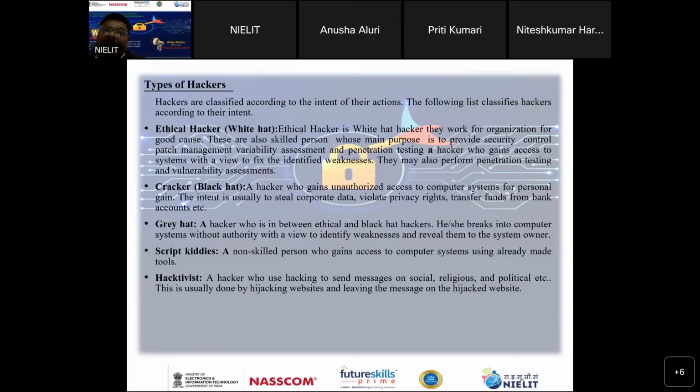A hacktivist uses hacking to send messages on social, religious, political issues, etc. This is usually done by hijacking a website and leaving the message on the hijacked website.